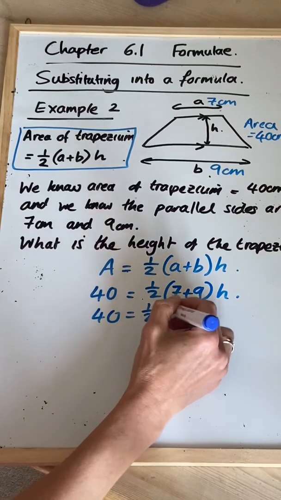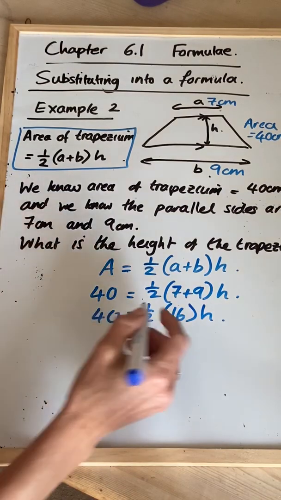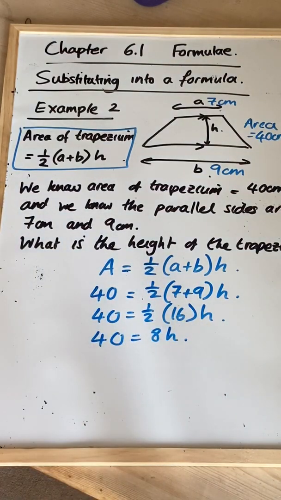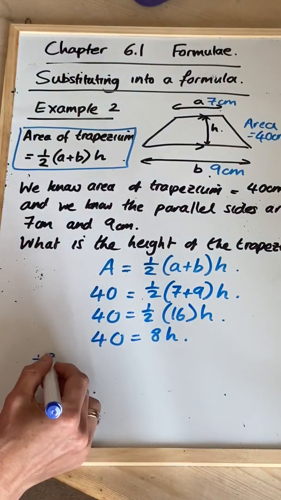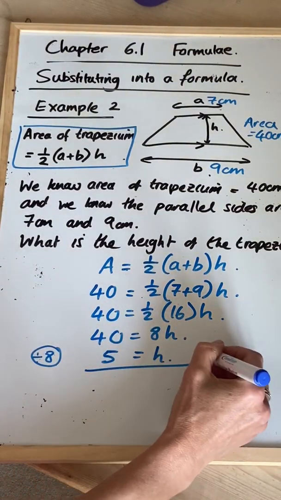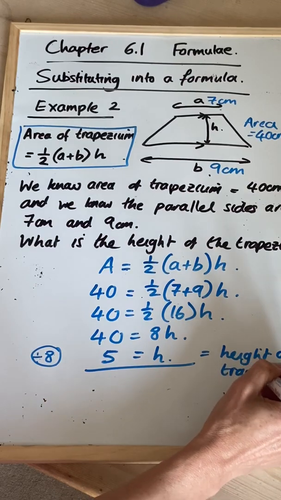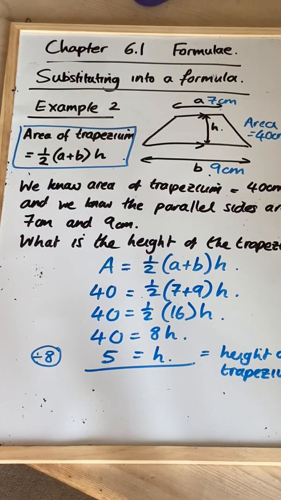I'll do a little working with what I know here. 40 equals half times 16. 7 plus 9 is 16 times h. Half of 16 is 8. So 40 equals 8h. So now to find that height, the thing that I'm missing, I need to divide both sides of this little equation by 8. 5 equals h. So that's the height of my trapezium. So that's an example of taking a formula and substituting into it what you know, and then you're just left with one thing that you don't know, and that's the thing that you are looking for.